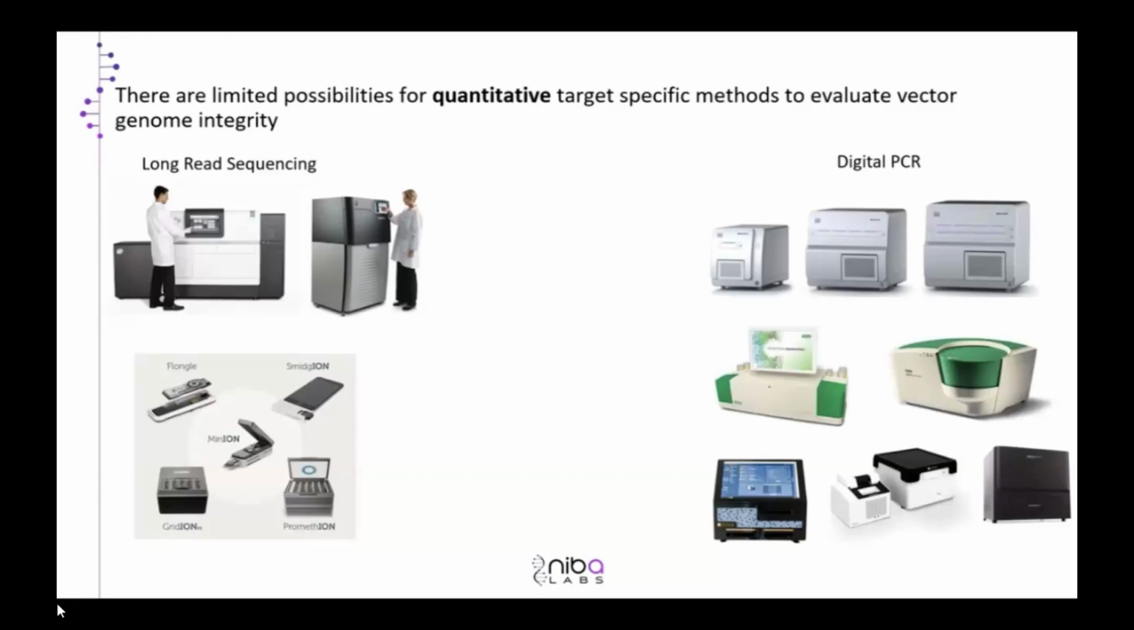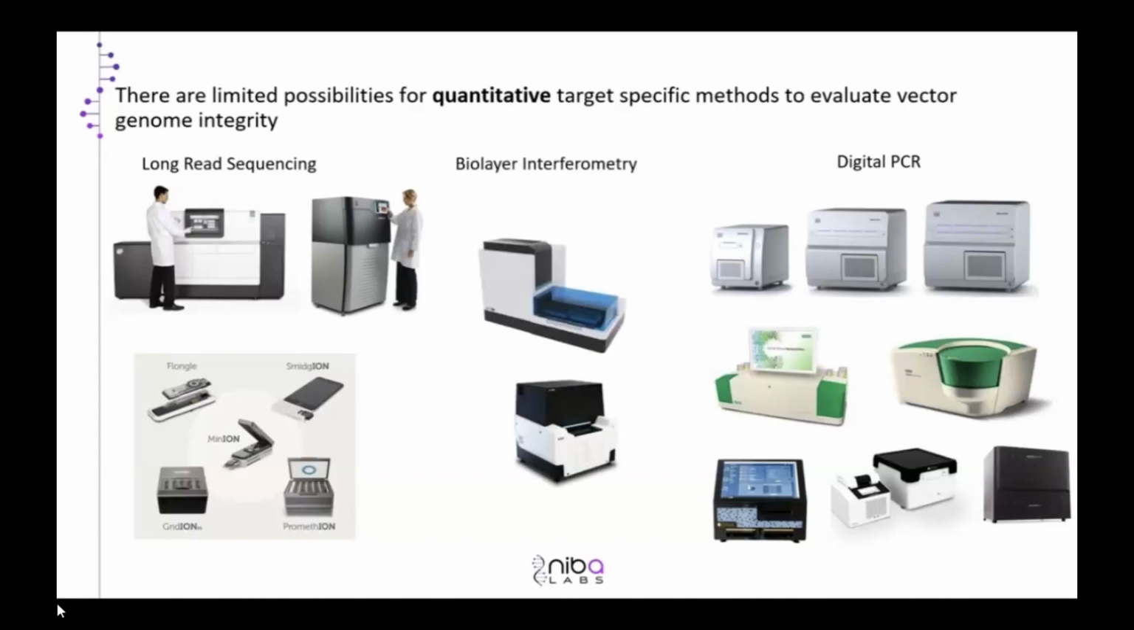However, there is one aspect that digital PCR is not covering, and this is the specificity for individual strands, because we have single strands in the AAV genome, and you don't know whether you have plus strands and minus strands in the same ratios or not, and if there might be some bias there as well, which could help, let's say, with some optimization. And here we do have a new approach, Biolayer interferometry, that can help also with this strand-specific information.